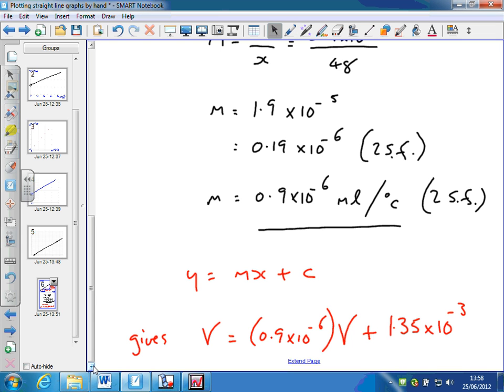Okay, so that's that done. You now have a relationship between the volume and the temperature of the gas. Oh, that should be temperature, shouldn't it? Temperature plus 1.35 times 10 to the minus 6.